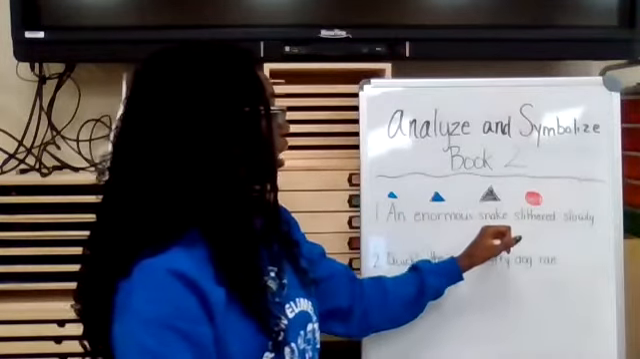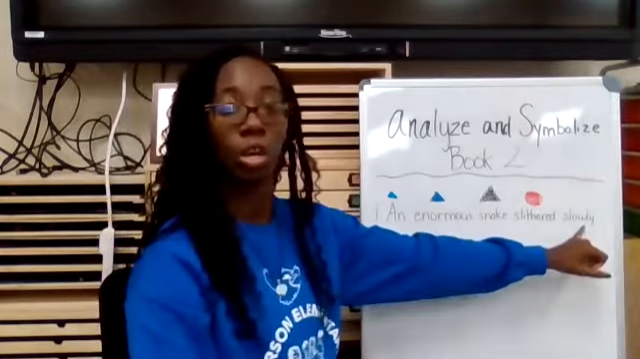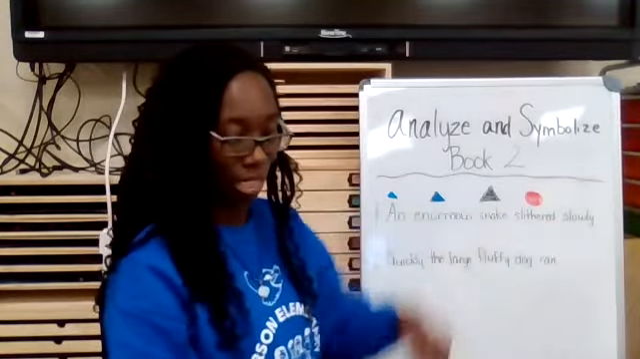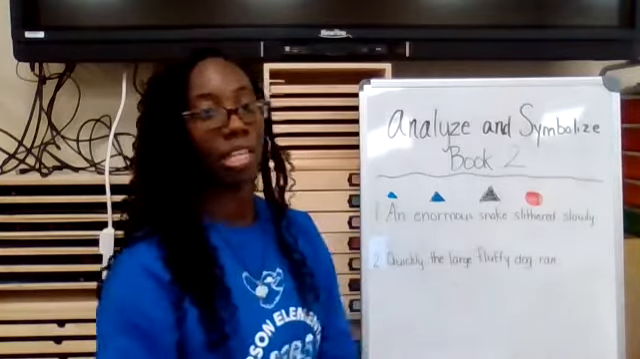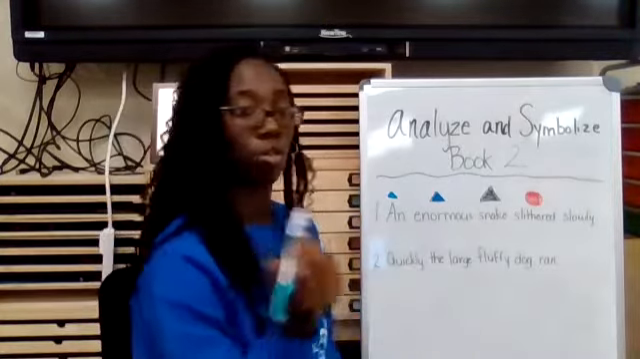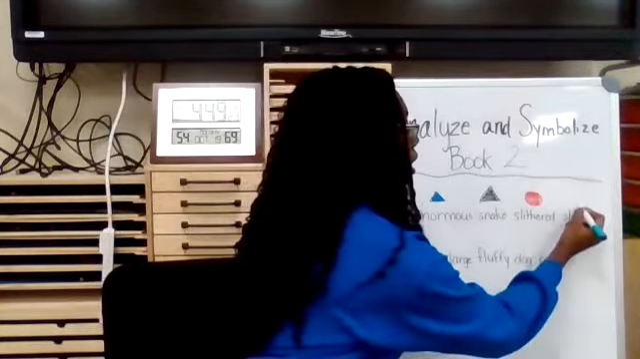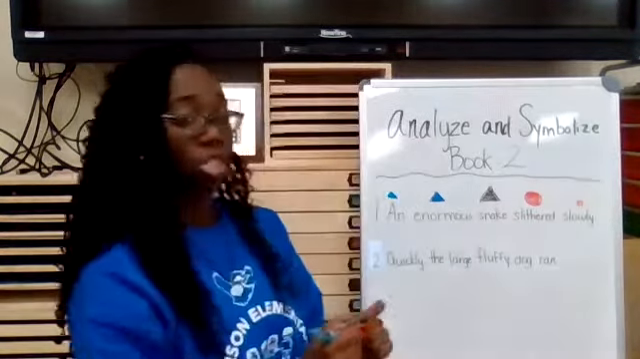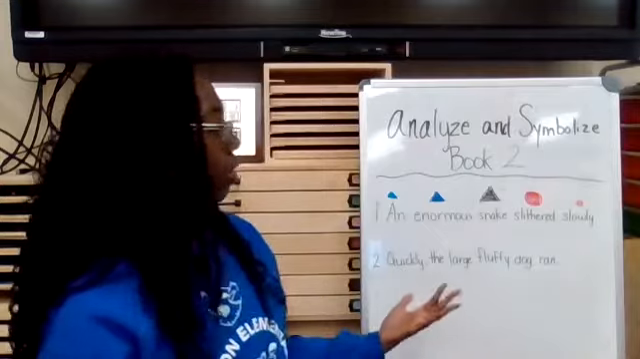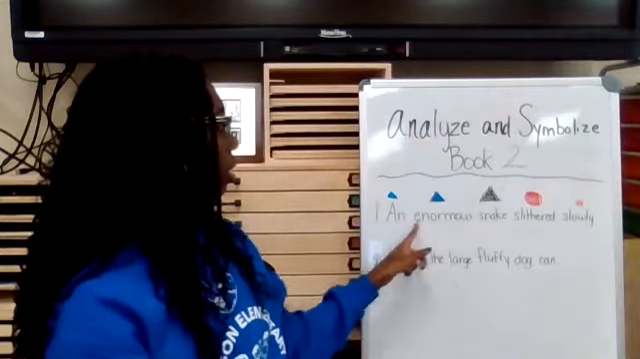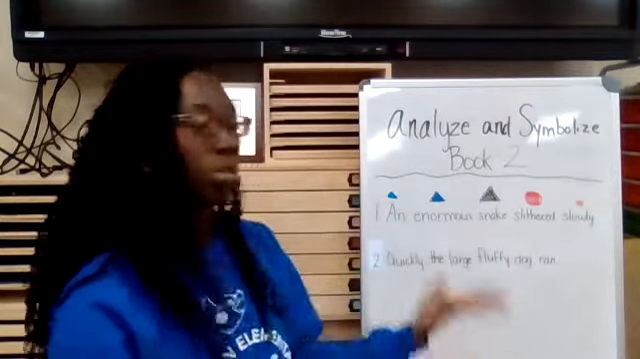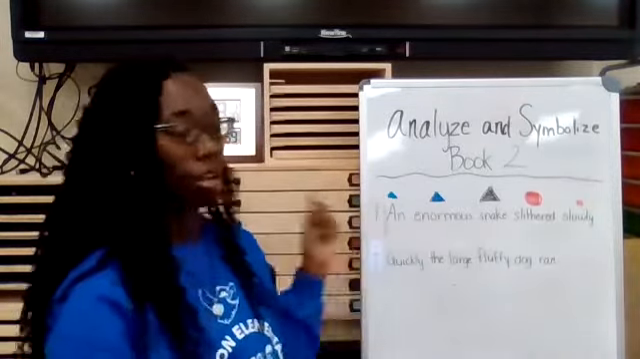An enormous snake slithered slowly. So in this sentence, slowly is the adverb because it is telling me how the snake slithered. So I'm going to use an orange and draw a smaller circle. Okay. And so now I just finished my first sentence. An enormous snake slithered slowly. Okay. So that was me starting off with just the noun family.